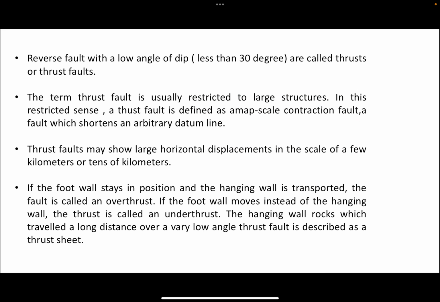Then reverse faults have further naming features. A reverse fault with a low dip angle, less than 30 degrees, is called a thrust or thrust fault. The term thrust fault is restricted to large structures. In this restricted sense, the fault is defined as a contractional fault with a low angle relative to an arbitrary datum line. Thrust faults may show large horizontal displacement, on the scale of kilometers.